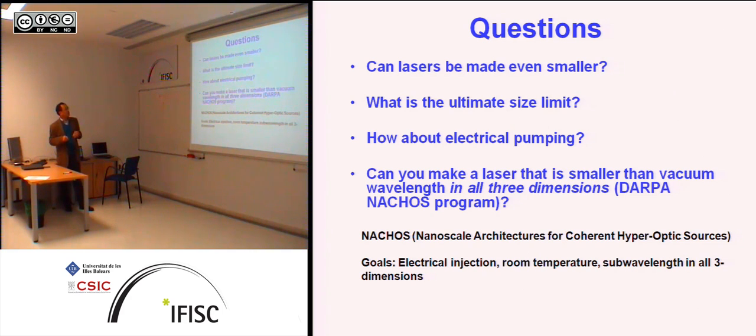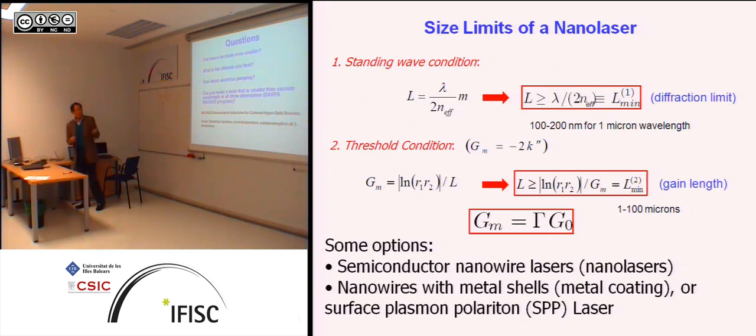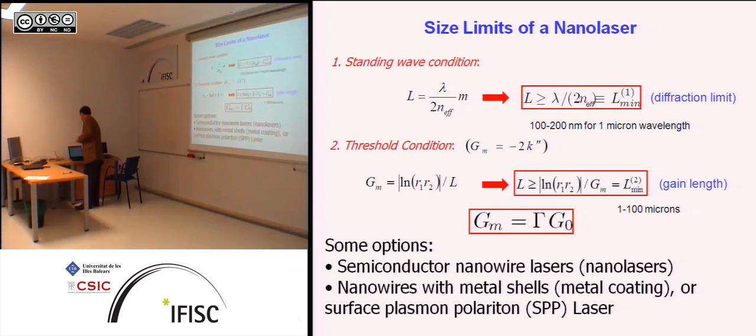Many of those questions were actually asked by this DARPA program, the Nanoscale Lasers program. The goals of this program are to achieve electrical injection, room temperature, and sub-wavelength size in all 3 dimensions. That's the laser we're trying to make. So that's why we've been asking these questions.